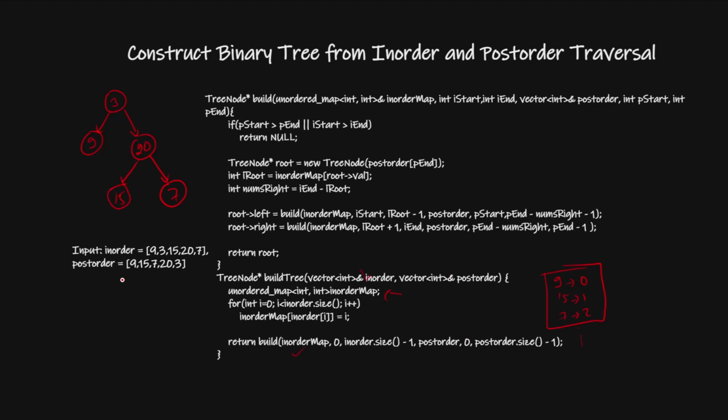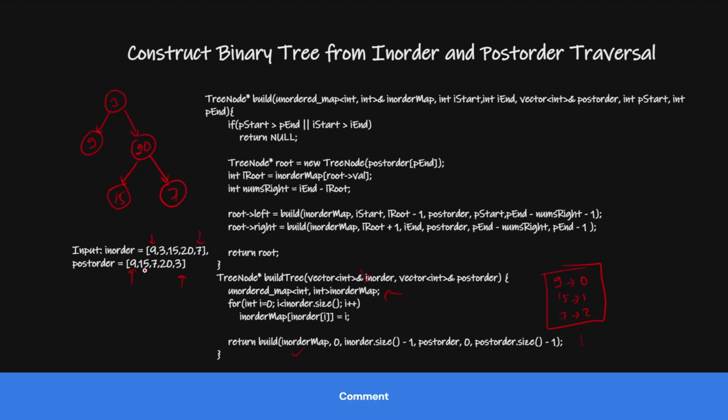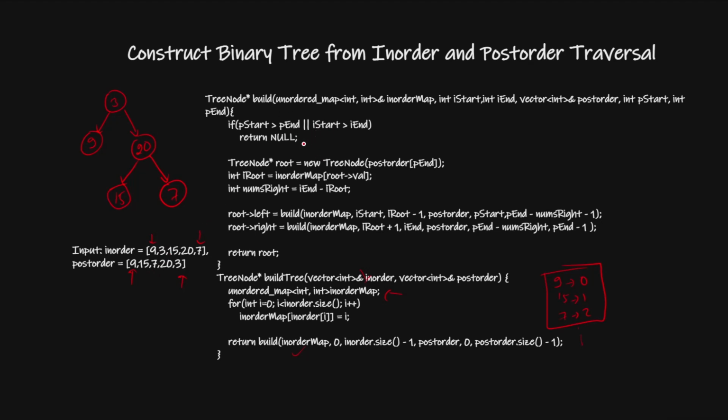So I will start my in-order from here and I end from here. And what will be my p start? This p start from here and p end from here. Now after doing this, how I am traversing is, first of all, I will check if p start is greater than p end, that means my in-order and post-order is done. I have traversed. So if any of this condition is reached, then I will return my null.